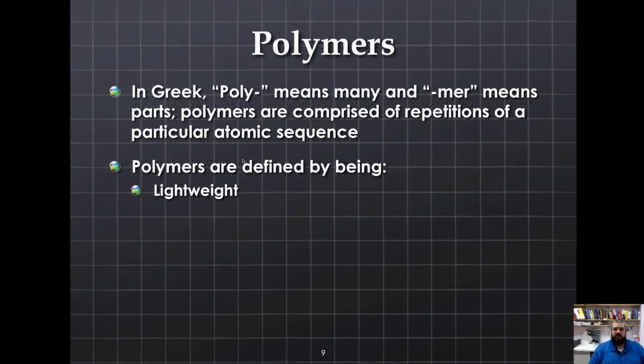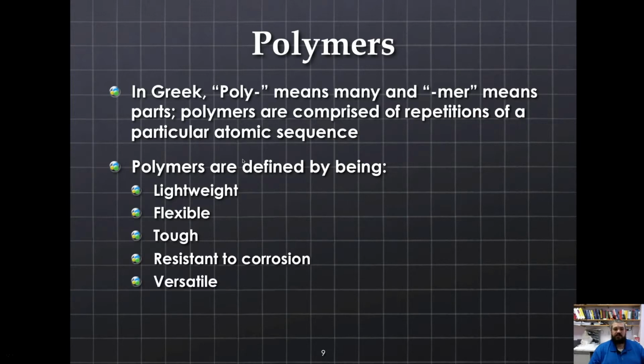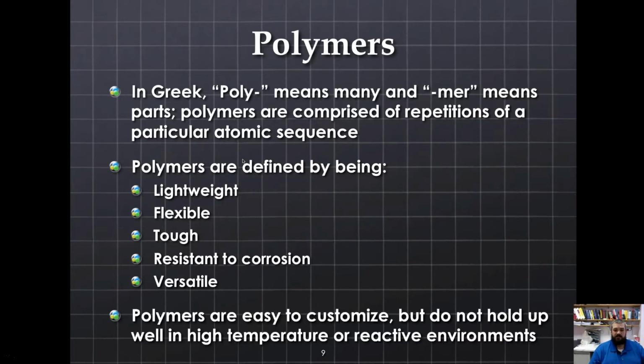Some of the properties of polymers: they're very lightweight, they're flexible, they're tough, and generally resistant to corrosion. They're versatile, so they can be used for a lot of different applications. Now, generally speaking, you're not going to use these for structural components, but they can be used for a wide variety of other applications. They're really easy to customize, but they don't hold up well in high temperature or reactive environments, so that's not really where you'd want to be using them.